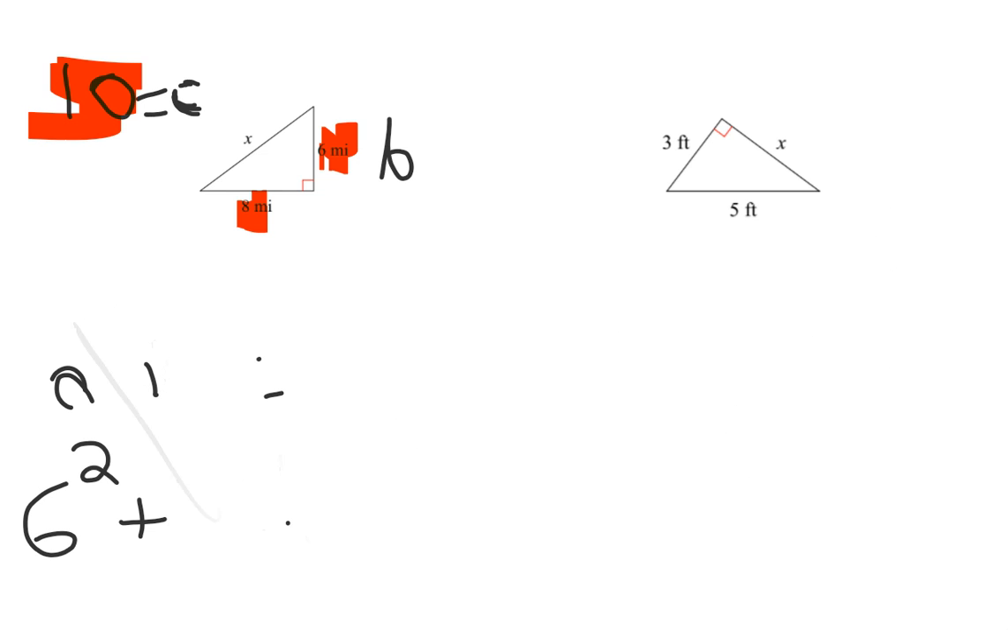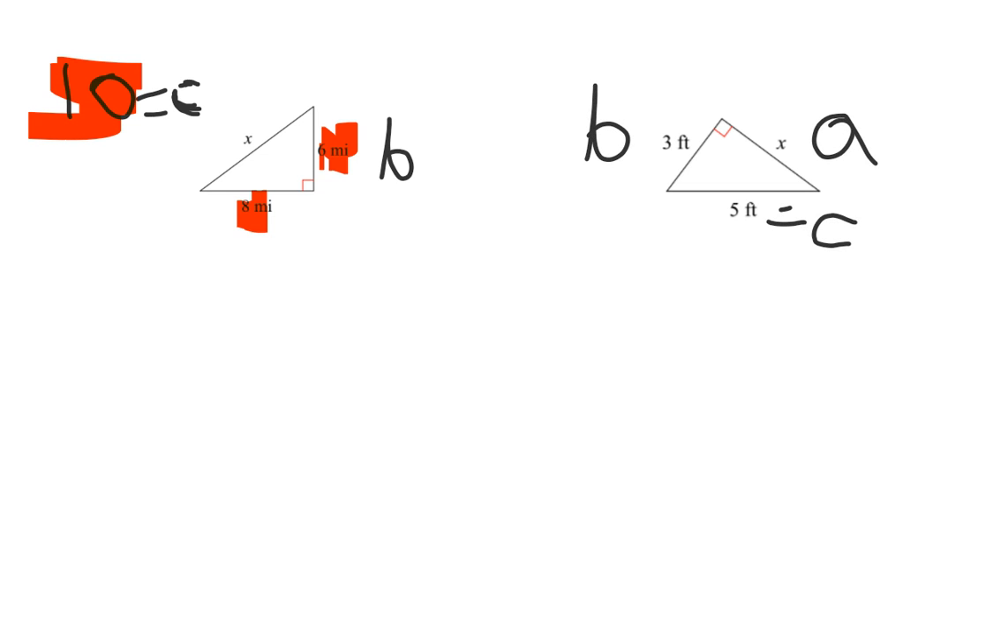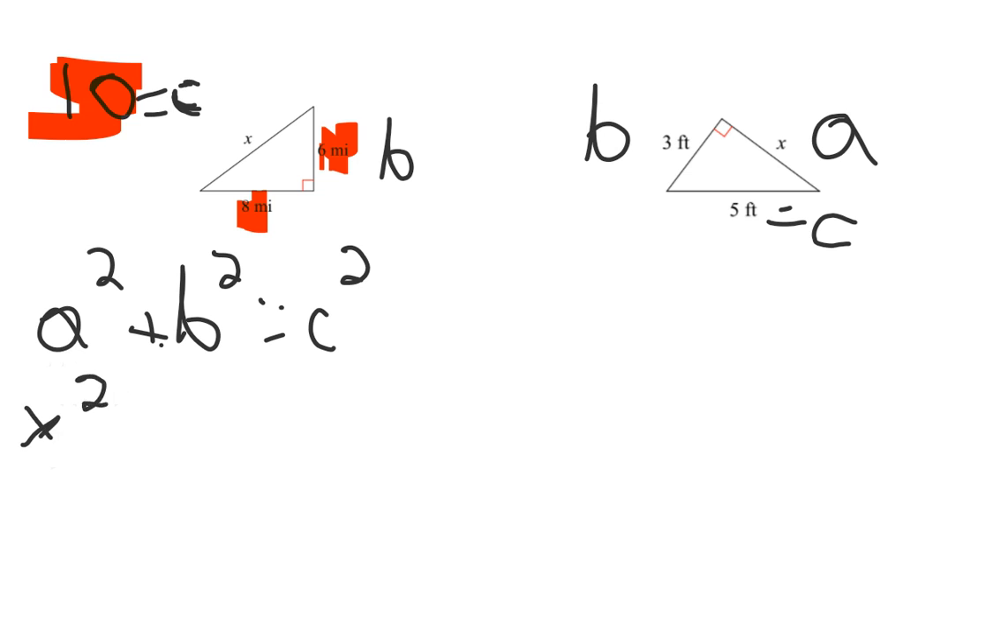Now we can also look at the situation where we have the hypotenuse, and I'm missing one of the legs. So in this case, my C is equal to 5. We'll call X A, and we'll call 3 B. So remember, my equation is A squared plus B squared equals C squared. If I plug in and substitute in, A we said was X, B is a 3, and C is a 5.